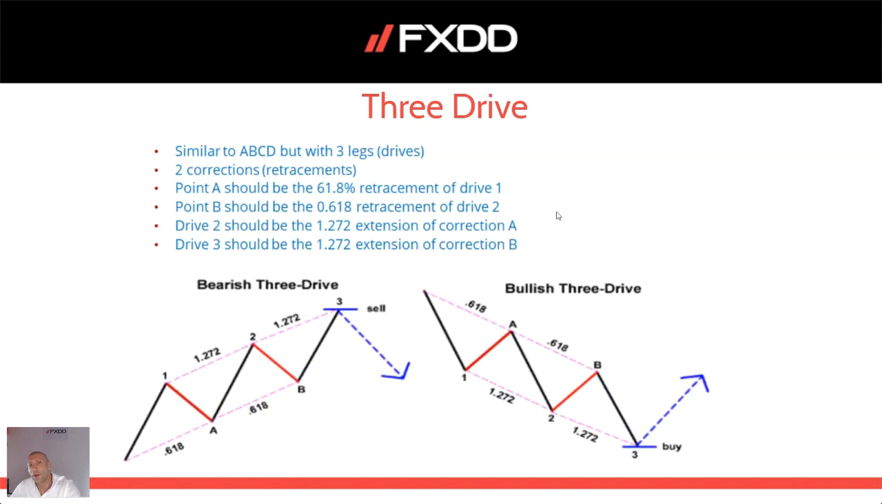And three drives, it's a common pattern similar to ABCD with 3 legs. It has 2 corrections or retracements. Point A should be 61.8 retracement of drive 1. Point B is 0.618 retracement of drive 2. Okay, you see how it looks. And now, guys, on the real chart, this looks exactly as this is shown.